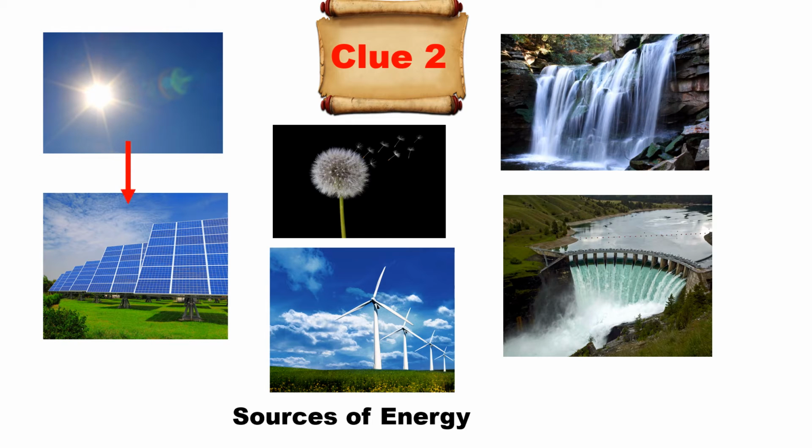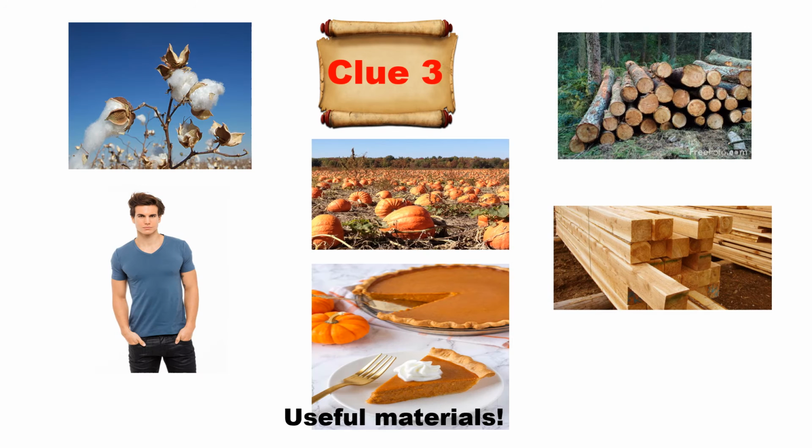There you see the sun, which is renewing those solar panels, the wind, which is driving those turbines, and the water that is driving the water turbines. Clue number 3 is useful materials. Plants are used to make many important materials like food, clothing, and building materials. Food, fabrics, and lumber all come from crops that can be regrown after harvesting. This makes them renewable natural resources, like the cotton that makes this cotton shirt, and the pumpkins that make pumpkin pie, and timber logs, should I say, that makes lumber or timber.